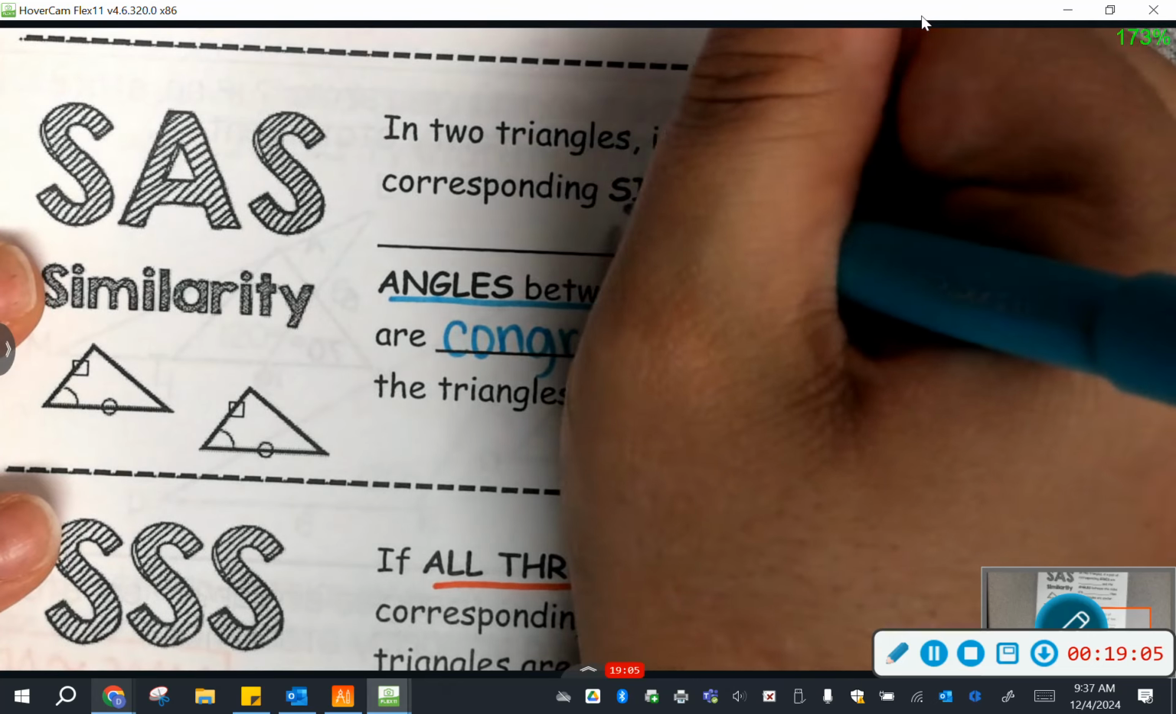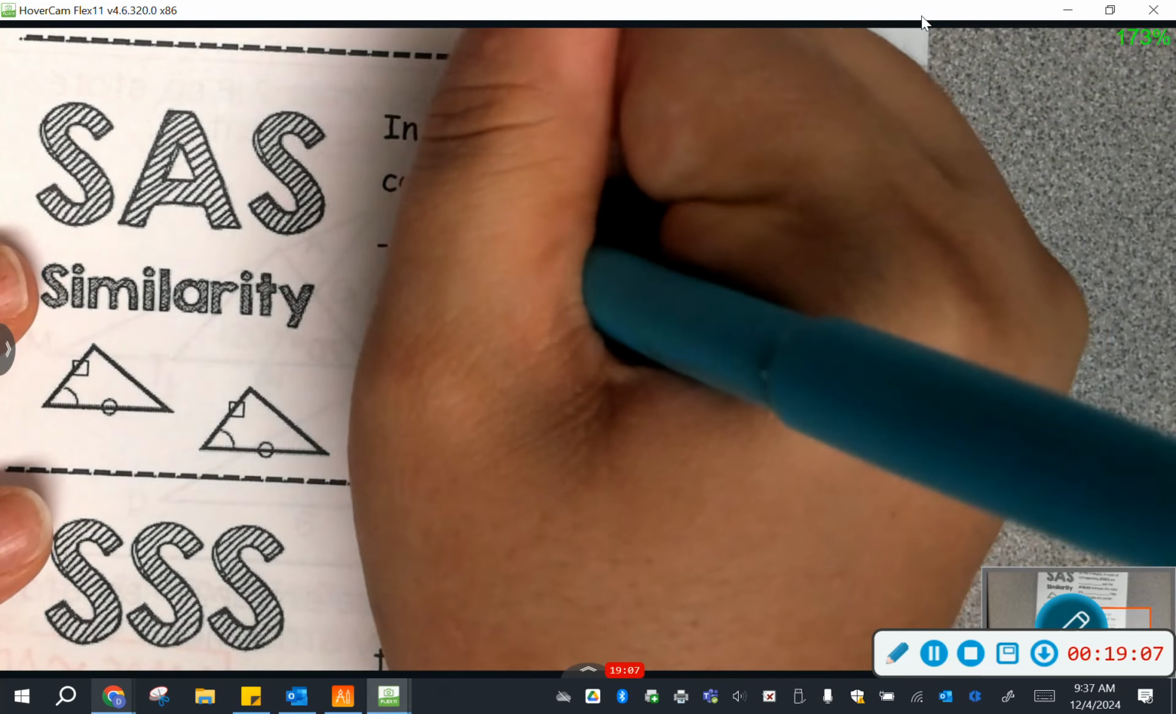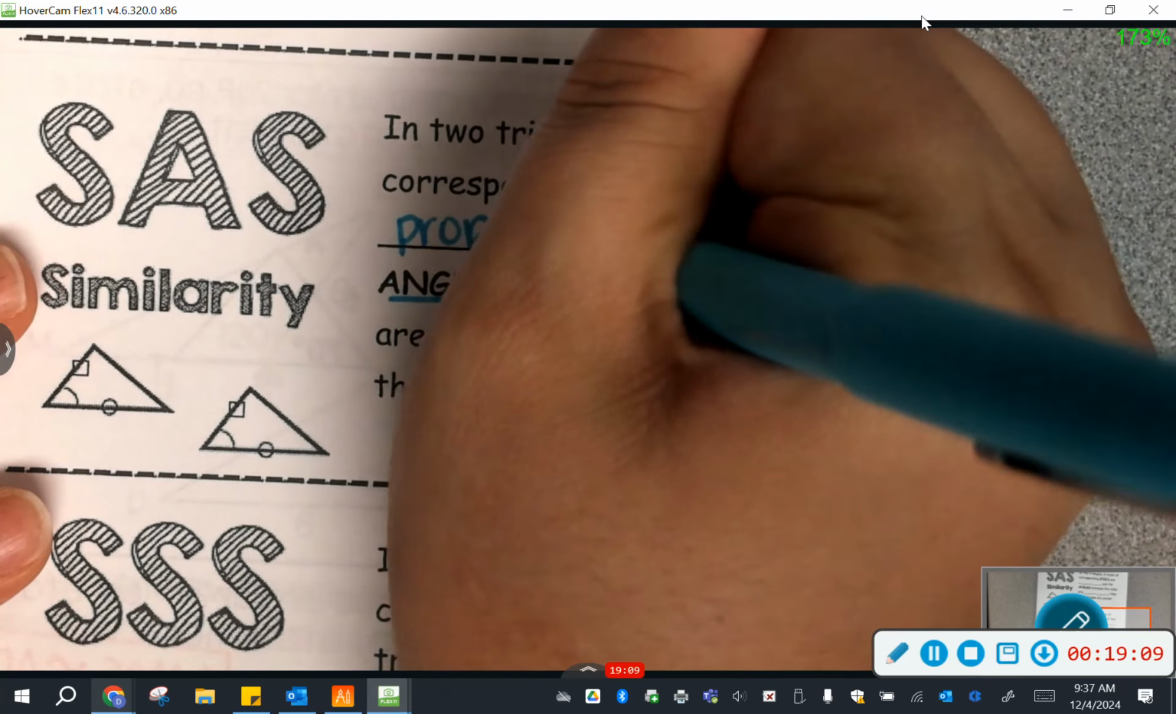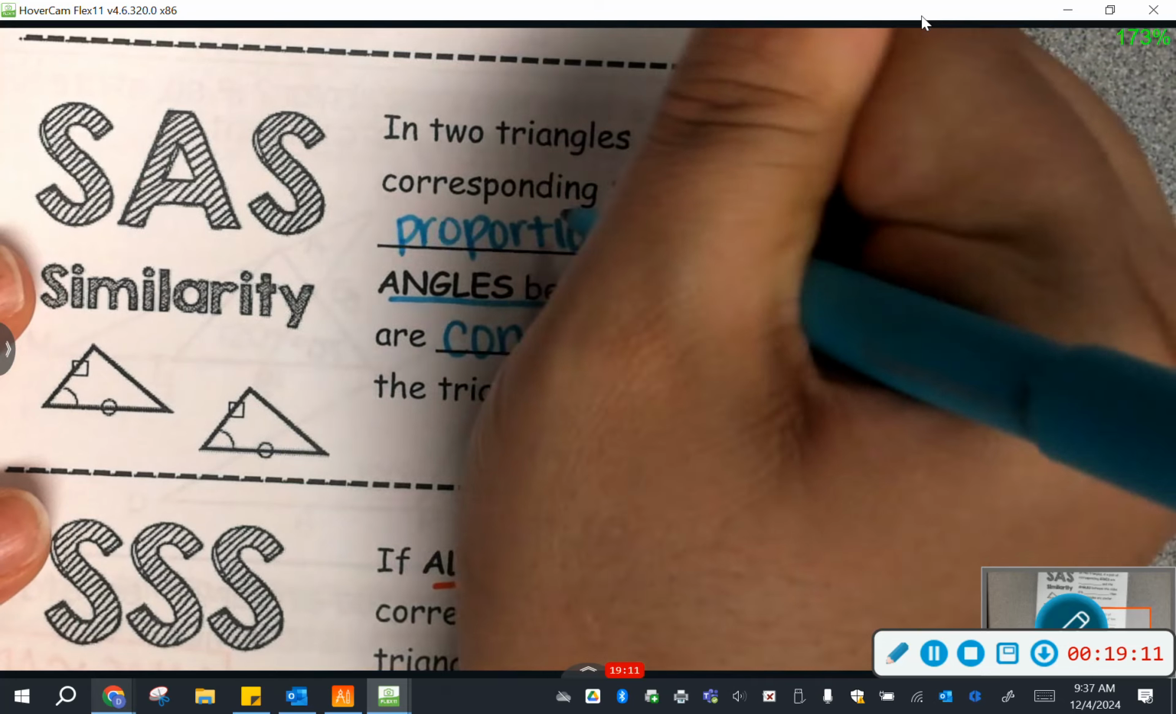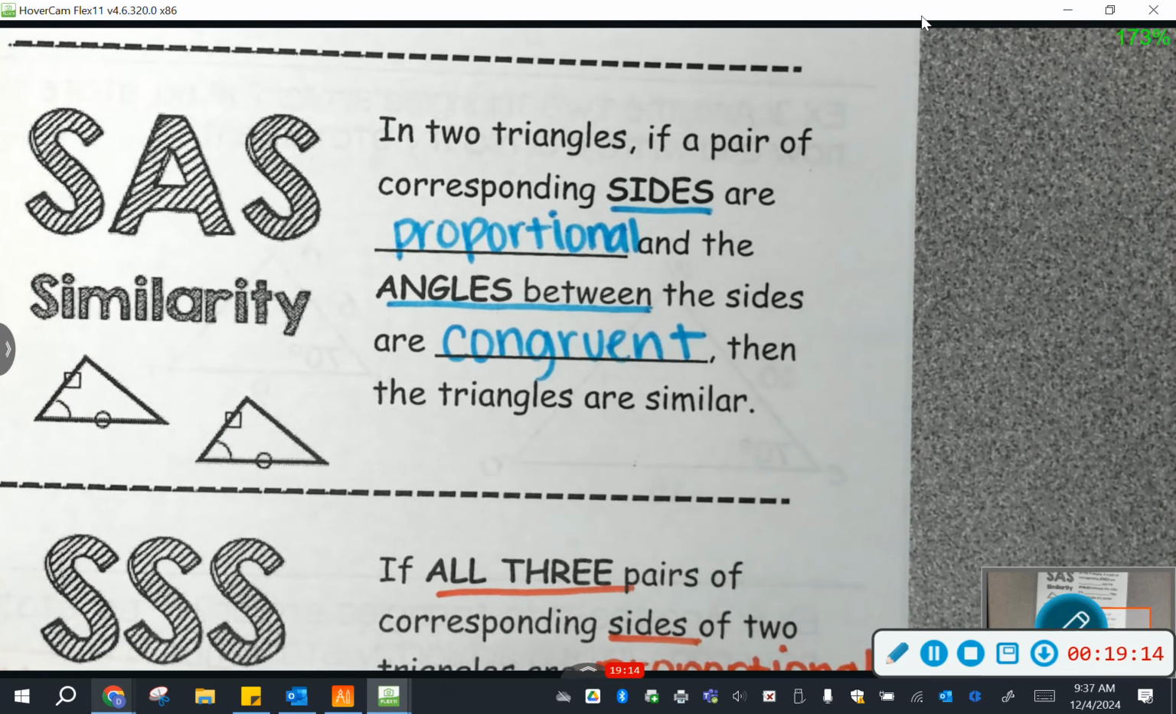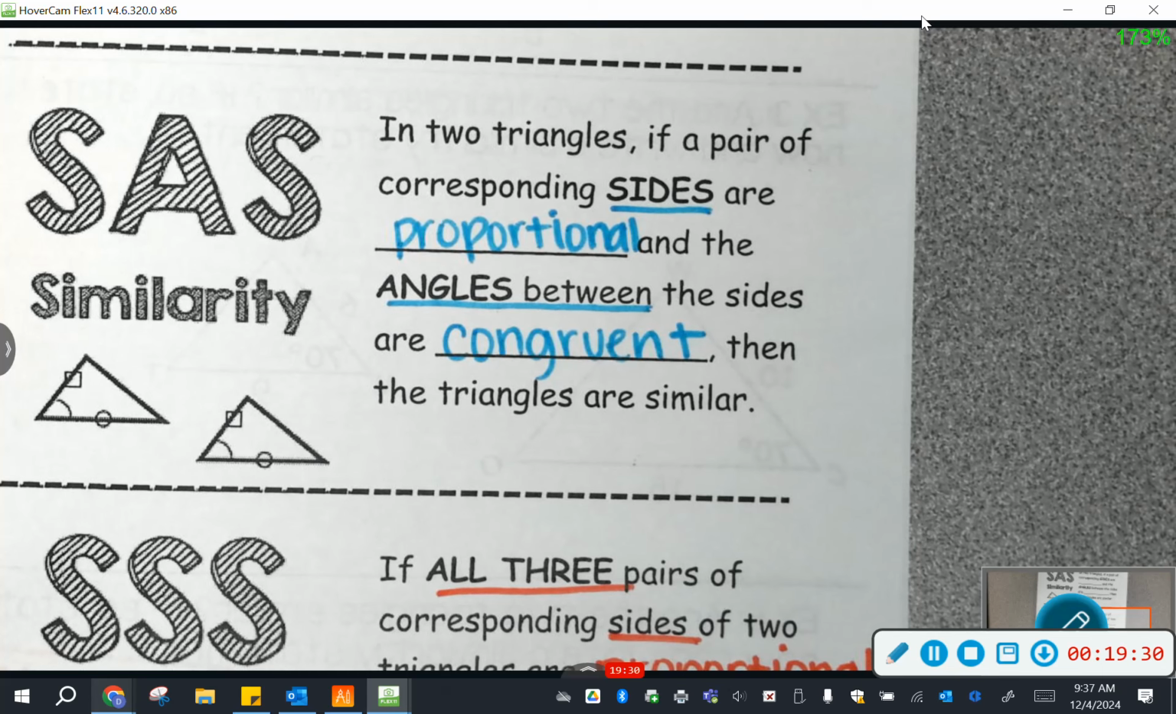What about your sides? What do your sides have to be? Proportional. So, sides need to be proportional. Angle needs to be congruent and in the middle. If your angle's not in the middle and if it's not congruent, bam, doesn't work. Okay? Open up your notes when you're ready. We have 2 examples to do, and then I'll be done.